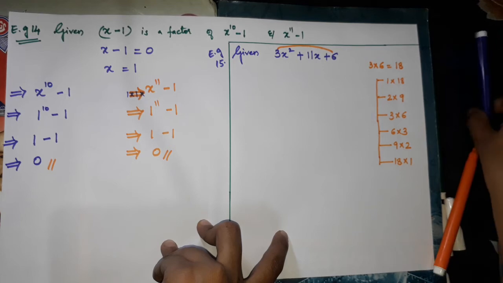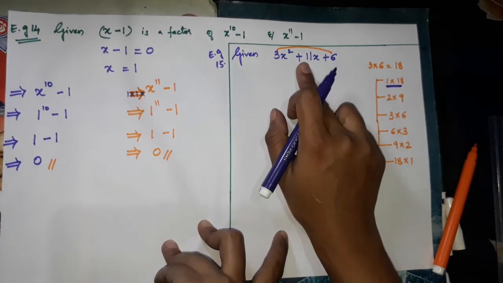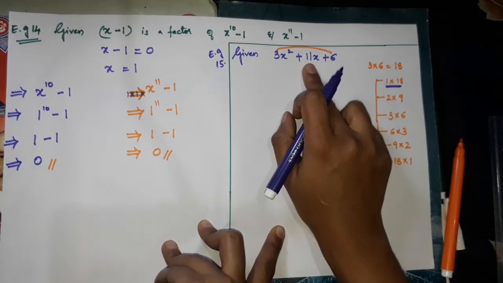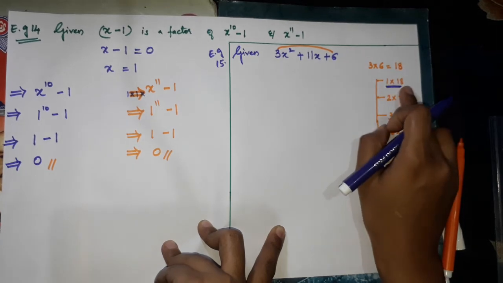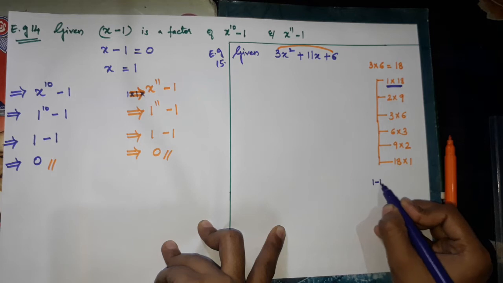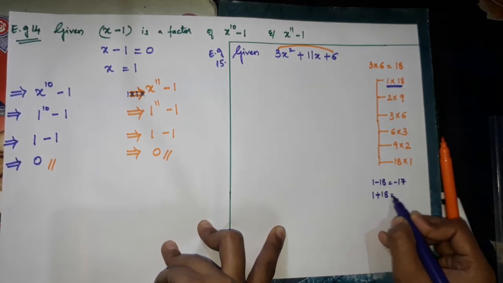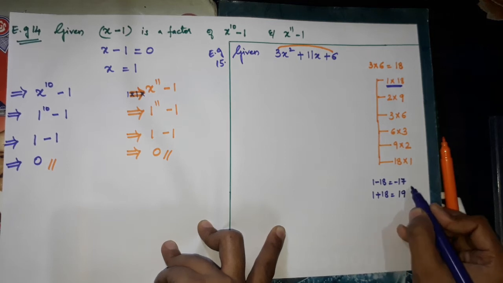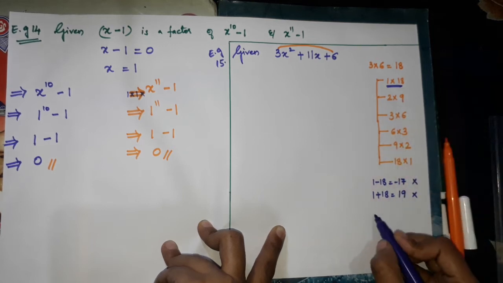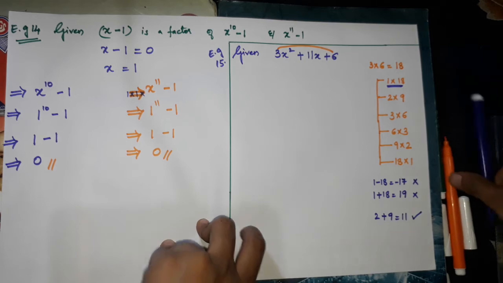Now these two factors, when you add or subtract, you must get 11. So 1 minus 18 will give you 11, children? No. 1 plus 18 will give you 11? No, it will not give, okay? Because 1 minus 18 is minus 17. 1 plus 18 is what? It is 19. So this will also not go. 2 plus 9. Next 2 plus 9. 2 plus 9 is 11. So we can take this.